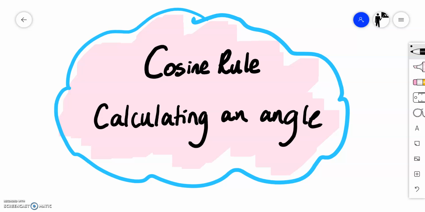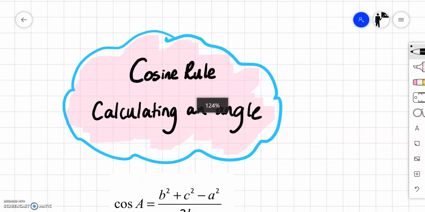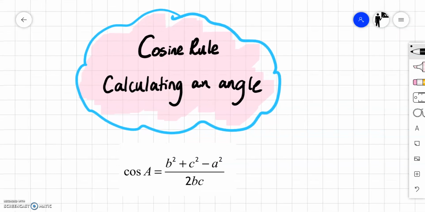In this video, we're going to look at how to use the cosine rule to calculate an angle. So this is following on from our first lesson on using the cosine rule to calculate the length of a side. Once again, unlike the sine rule, which is just one formula, the cosine rule can be split up into two separate formulae. The cosine rule to calculate an angle is given by this formula here.